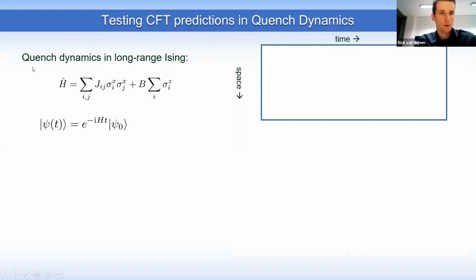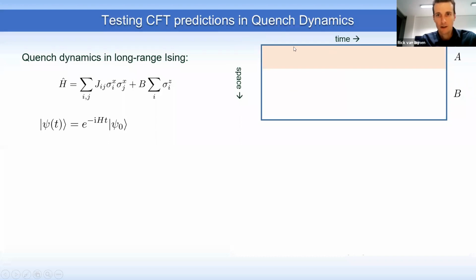So what we do now is quench dynamics with our long-range Ising model. This is the model realized by the ions, and we can quench to a critical point of this model. We start again with a simple initial state, maybe a product state, and I just apply a quench. So I start evolving with this Hamiltonian.